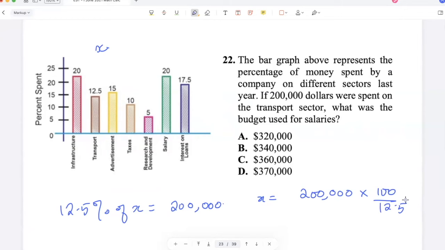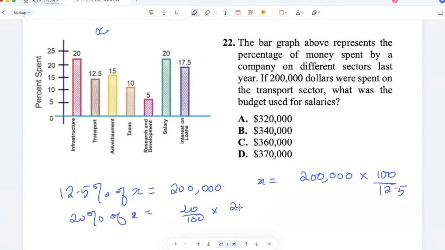So what was the budget for salaries? Salaries was 20%. So 20% of X would be 20 by 100 times 200,000 times 100 by 12.5. So 100 and 100 cancel. So let's just plug this into the calculator. So that would be 4 million divided by 12.5. So that's 320,000, right? Option A.